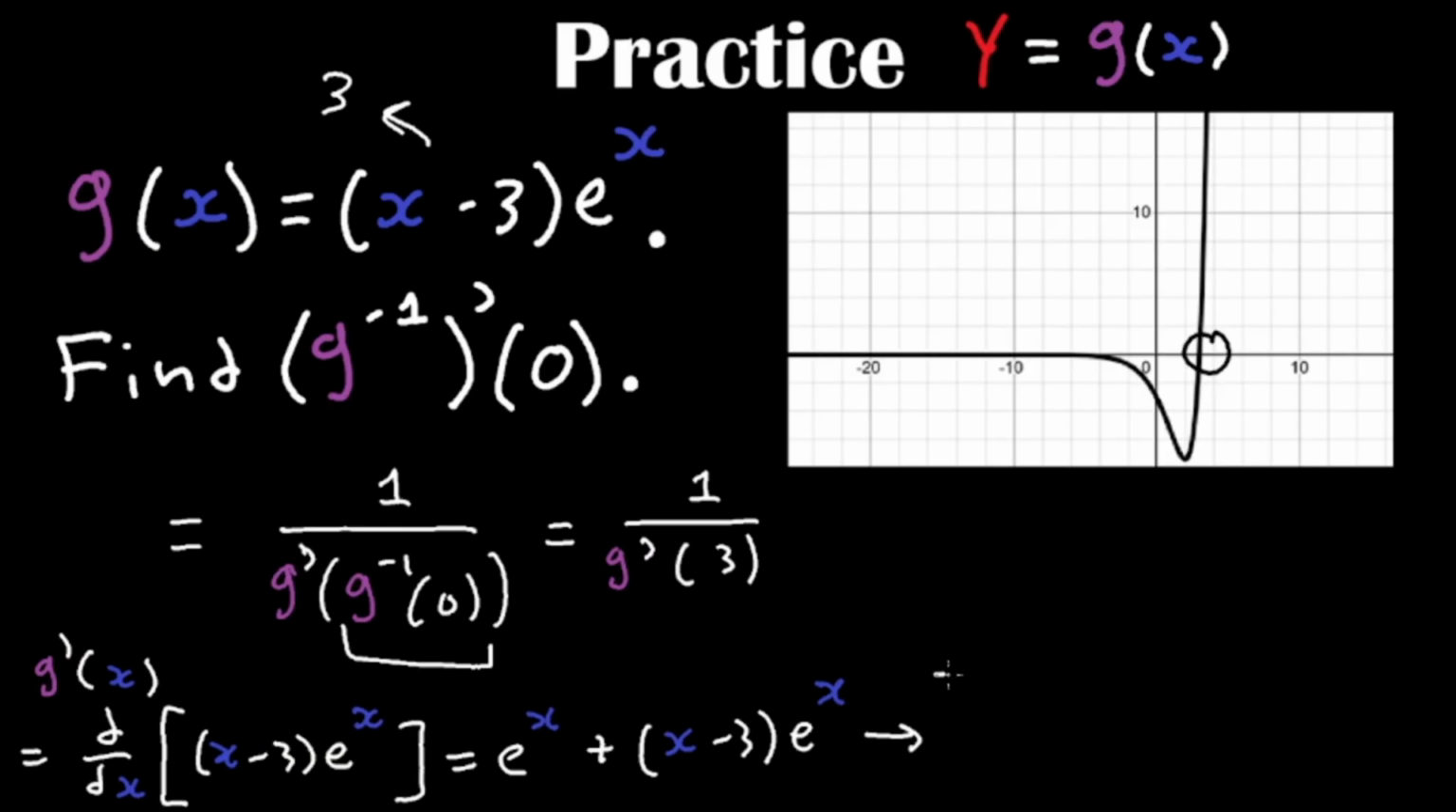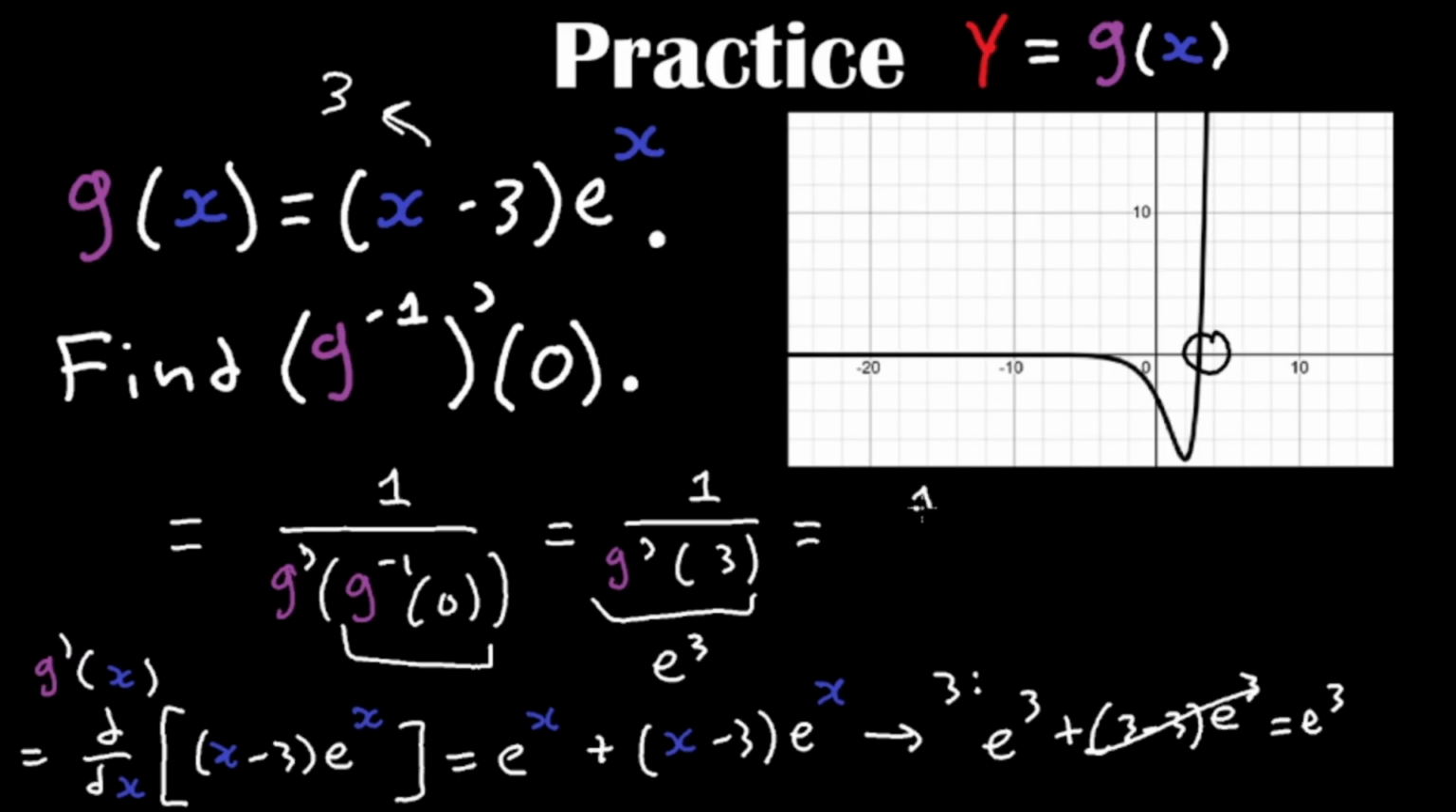If we plug in 3, we get e to the 3rd power plus 3 minus 3 times e to the 3rd power. This is just 0 because that's 3 minus 3. So this is just e cubed. So this in the denominator is just e cubed. So overall, this is 1 over e cubed.